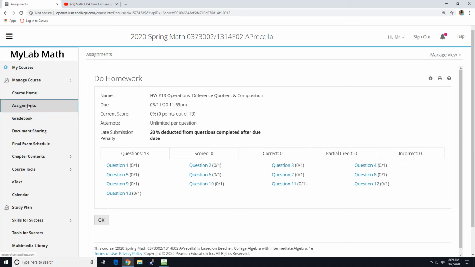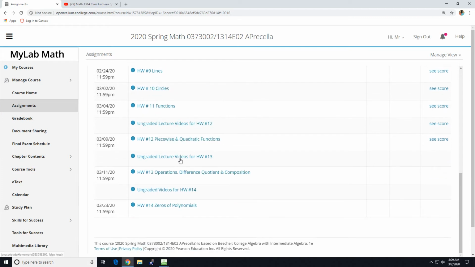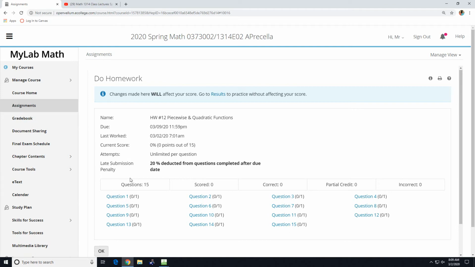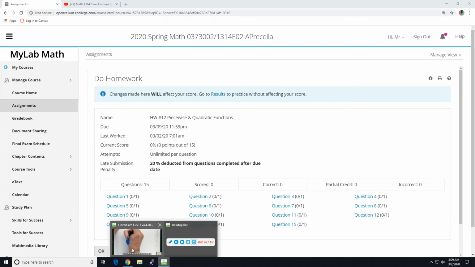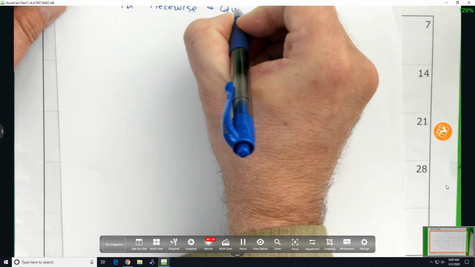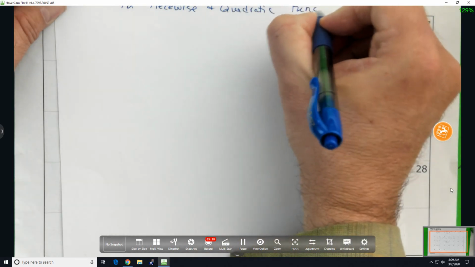And here we go, with piecewise and quadratic functions. Okay, let me label this. So we're looking at lesson 12, piecewise and quadratic functions.